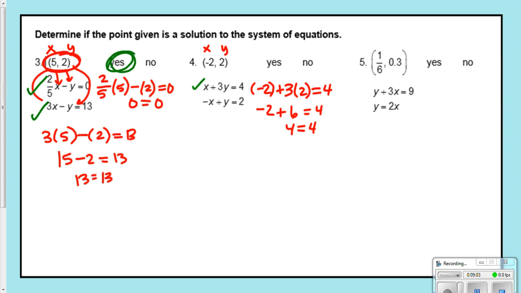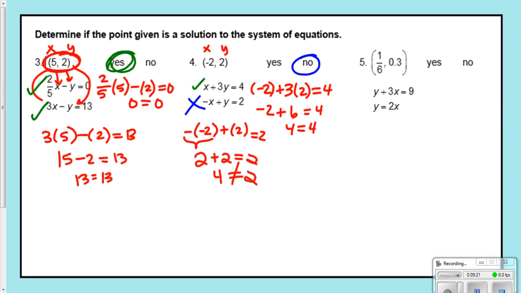Second equation, let's try it again. -2 plus 2 equals 2. Well, -2, that's actually +2. Plus 2 equals 2, not so much. 4 does not equal 2, okay? So because of that, it does not work with the second equation, so this is a no. That is not a solution to the system. Is it a solution to that first equation? Yes, but it's not a solution to the whole thing, which is what we're looking for, okay?